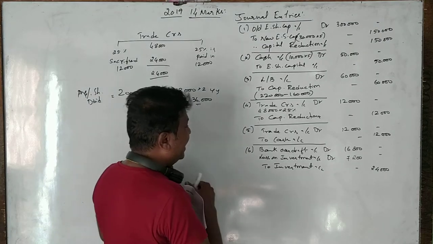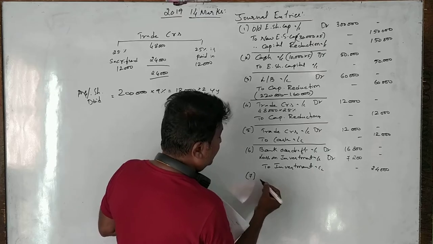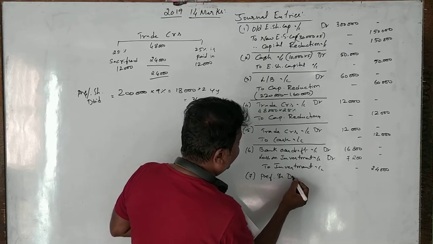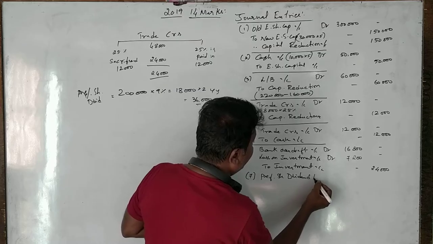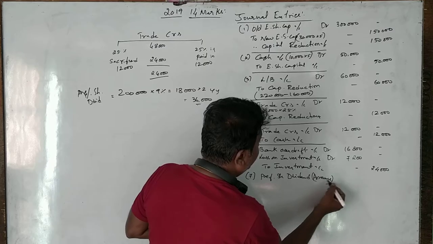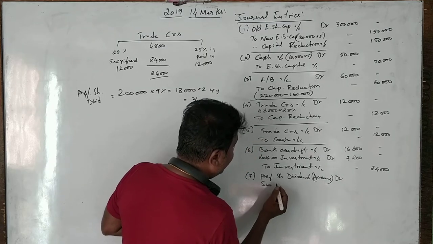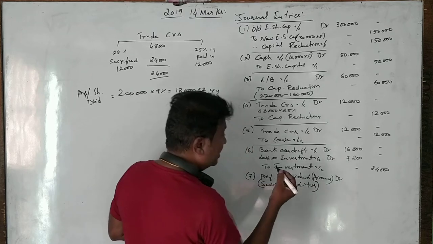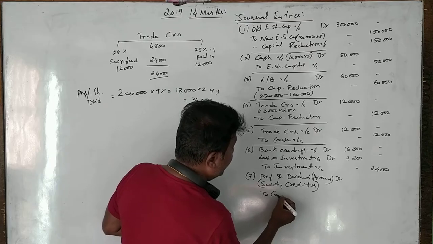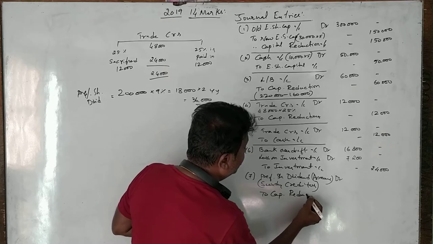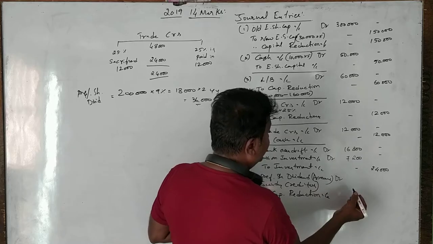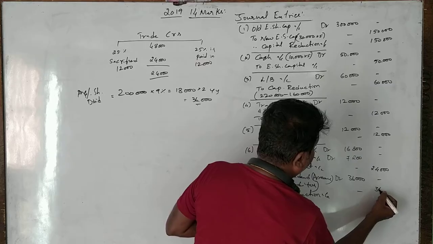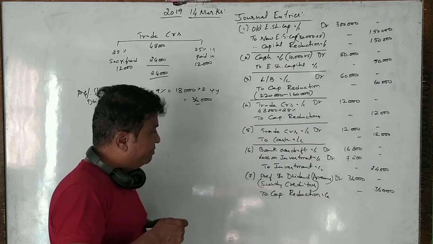So now, what is the entry we need to pass? Preference share dividend arrears debit. This is also called sundry creditors. You can take it as anyhow, no problem. Two, capital reduction account, capital reduction account as 36,000 and 36,000. Guys, very simple to understand.